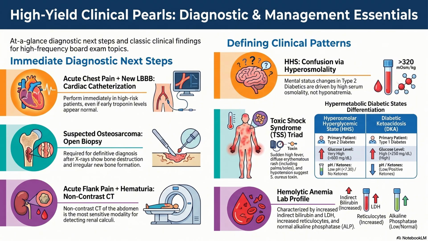The NNT is perhaps the most practical, grounded metric in public health. It answers a very blunt question. It asks, how many patients do I need to put through this new therapy to prevent exactly one bad outcome?